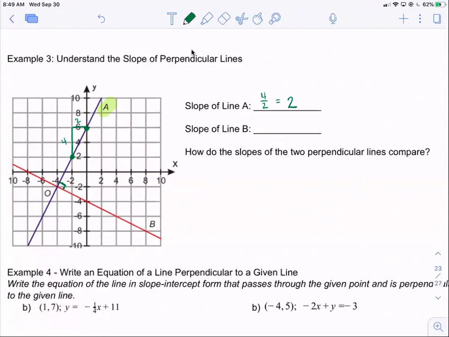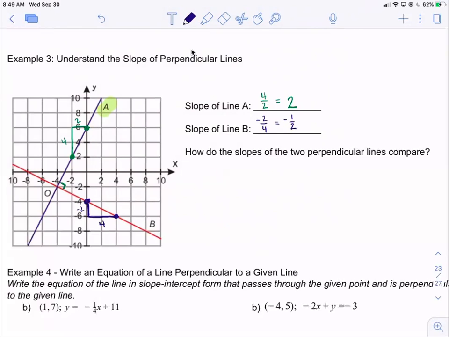Okay. Now if we look at line B, find 2 points, and I'm going to use (0, -4) and (4, -6). So we're going to rise -2 because we're going down, and then we're running 2, 4. Okay, so our slope here would be -2/4, which reduces to -1/2.